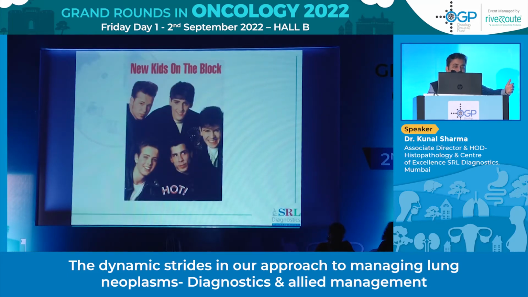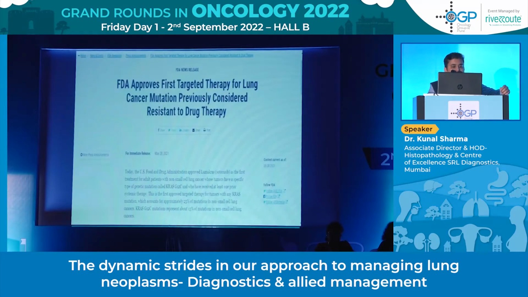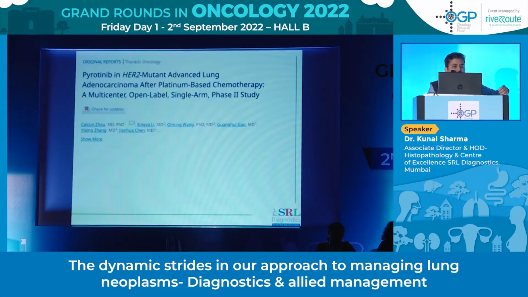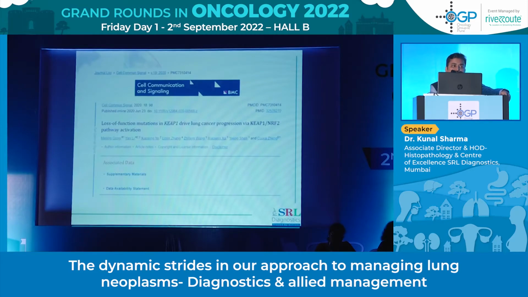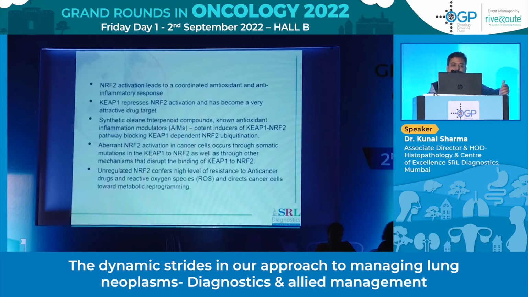There are certain newer targets which are being evaluated. For example, the KRAS G12C mutations, for which sotorasib is a drug that the FDA has approved. Another are the HER2 mutant advanced lung adenocarcinomas after platinum chemotherapy, in which pyrotinib is being deeply studied. And a very new mutation, which is not a part of most of the panels that we see across different diagnostic platforms, is KEAP1, driving lung cancer progression through the KEAP1 NRF2 activation pathway. Now this is important because it is seen in a majority of squamous cell carcinoma patients, wherein we don't have quite a lot of druggable targets till now. I will not go into the details of this.